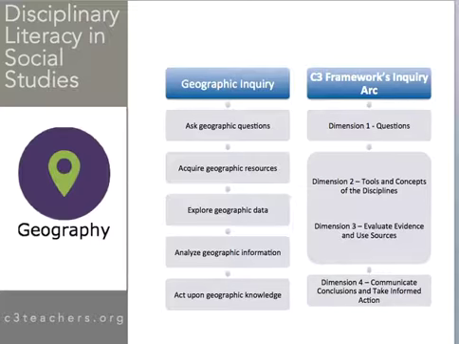Geographers ask questions. They acquire geographic resources and act on what they've learned. In between, geographers explore and analyze geographic information and data. It's these processes of exploring and analyzing where the literacies that are unique to geography come into sharpest relief.